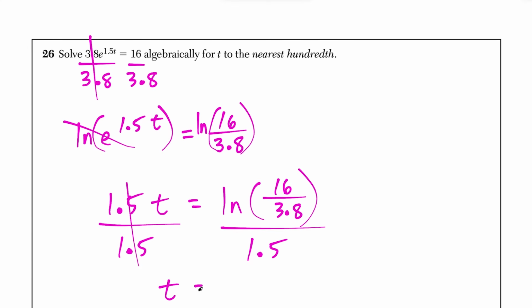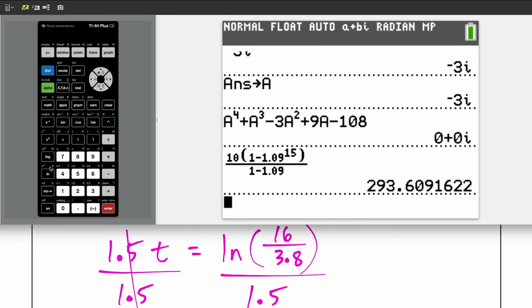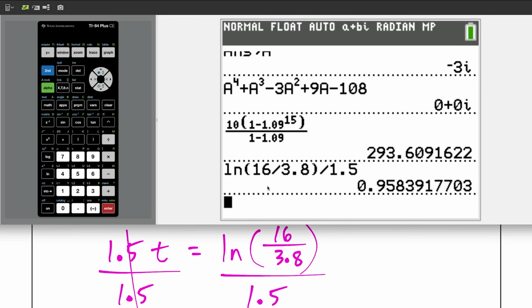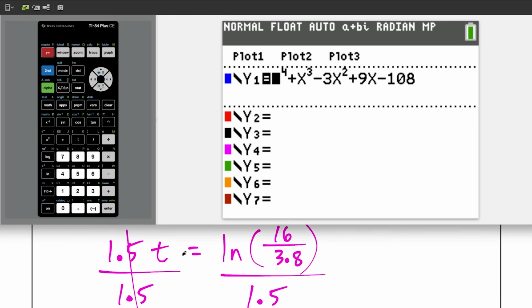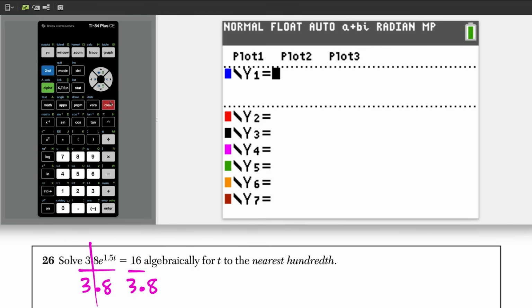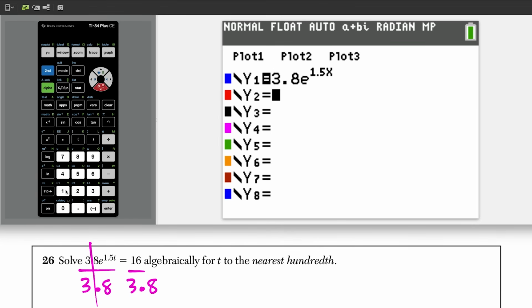And this is going to tell us that t equals natural log of 16 divided by 3.8. I could close the parentheses, and then I divide that by 1.5. Okay, so here is our value of t. If we wanted to do this all in the calculator and just get partial credit, what I would do is write 3.8, e is second natural log, and then the power is 1.5t. And then under it, I'm going to write 16.